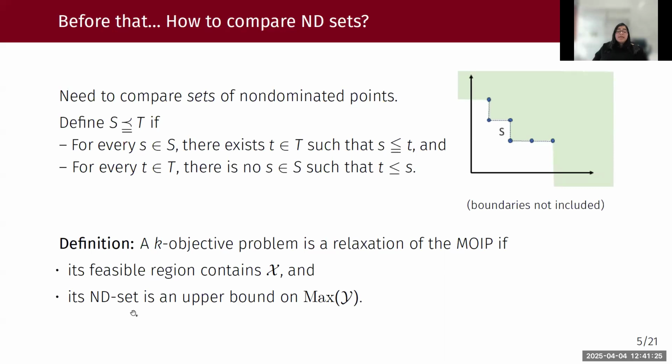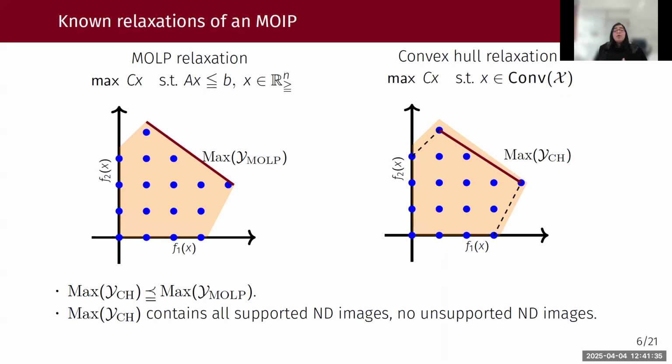So hopefully you're able to see that this is just a direct analog of how one would define a relaxation in single objective integer programming. Okay, so with that, the known relaxations that have already existed in the literature, again very similar to single objective problems. The first is the linear relaxation.